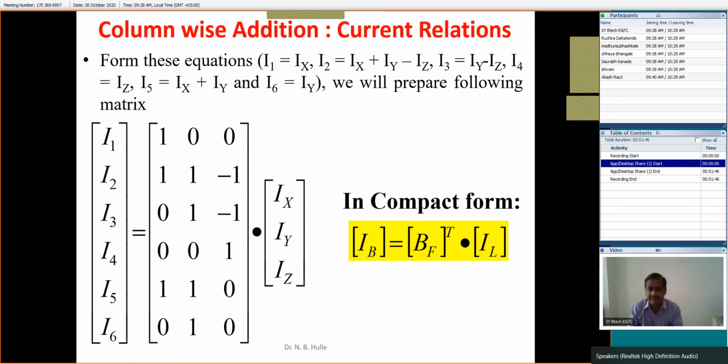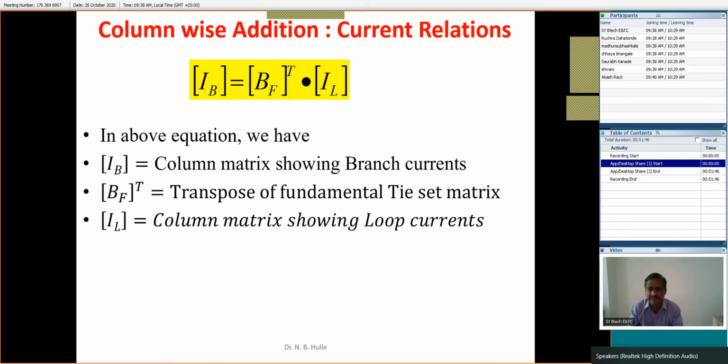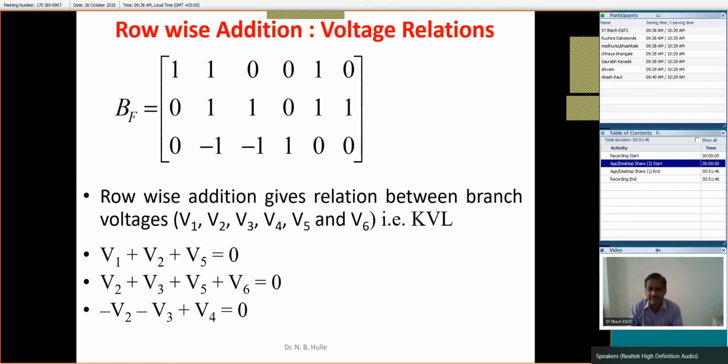Is it right? Then I will discuss its compact form. In the above equation, IB is the column matrix showing the branch currents. BF transpose is the transpose of the fundamental tie-set matrix, which is this. And IL is a column matrix showing the loop currents or tie-set currents. If we have the 3 tie-sets, there will be 3 loops, IX, IY, IZ, and so on. This is about the column-wise addition of the current.